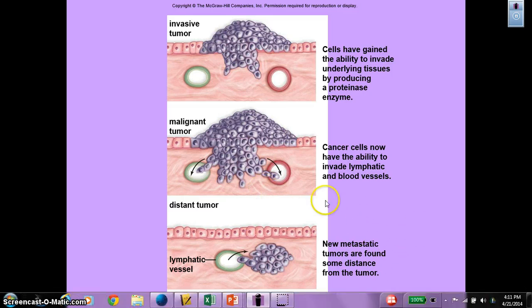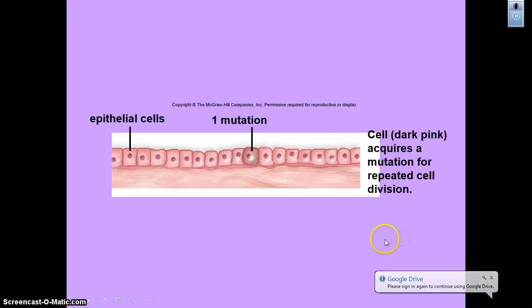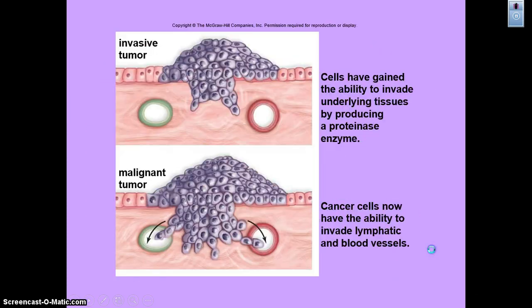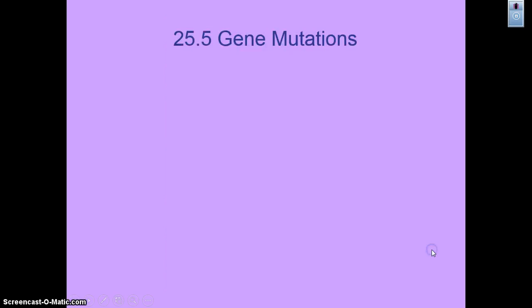And because that travels all throughout your body, new metastatic tumors are found some distance from the original tumor, so it's spread throughout the body. This just shows a more step-by-step what's going on in each one of those pictures.